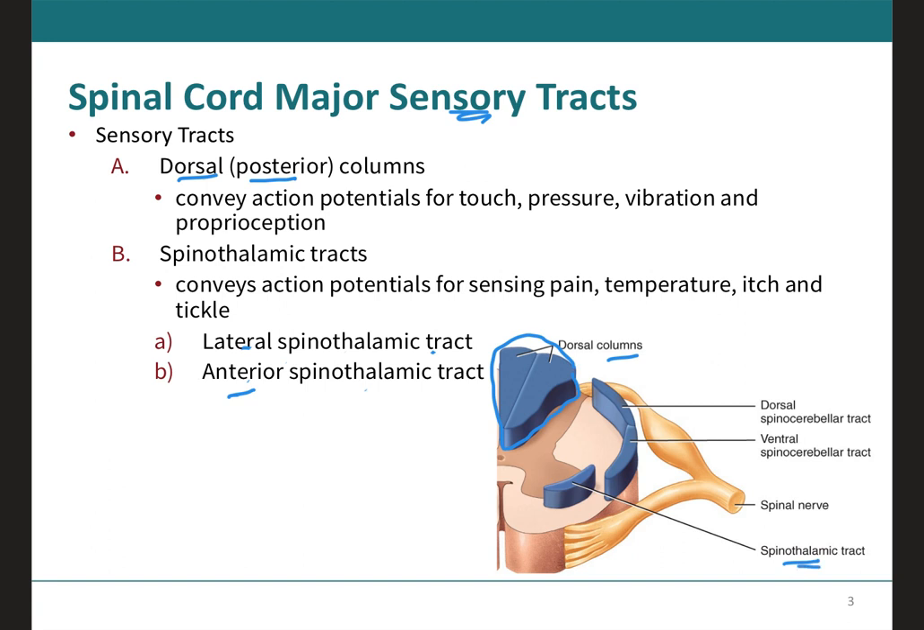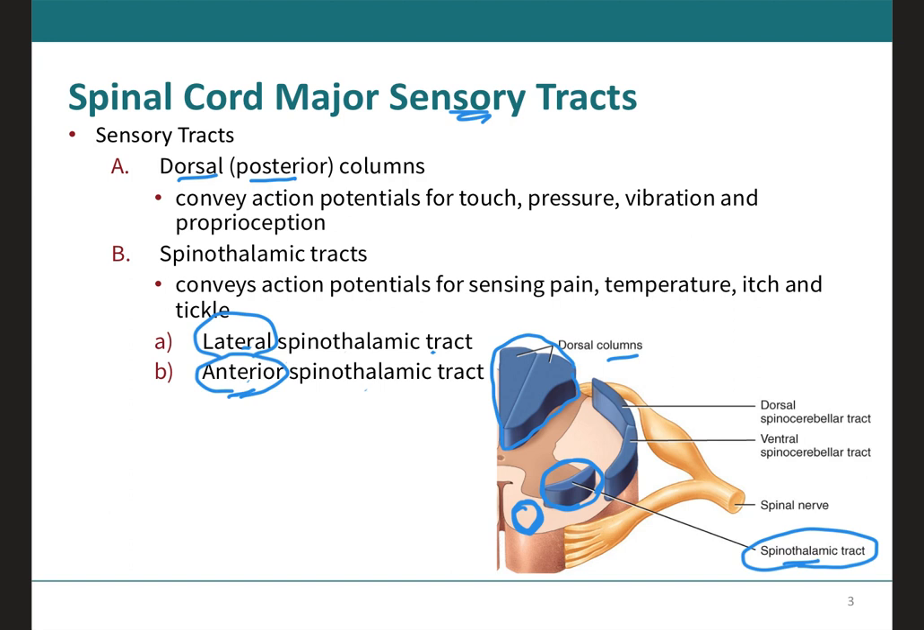And the spinothalamic tract will convey action potentials for sensing pain, temperature, itch, and tickle. Now the spinothalamic tract can be divided into two different tracts. We have what we call the anterior or ventral spinothalamic tract and the lateral spinothalamic tract. Basically, they're just originating in different areas of the spinal cord as they make their way up to the brain. So the anterior will come out anteriorly on the spinal cord and the lateral will come out laterally on the spinal cord, as we can see over here.